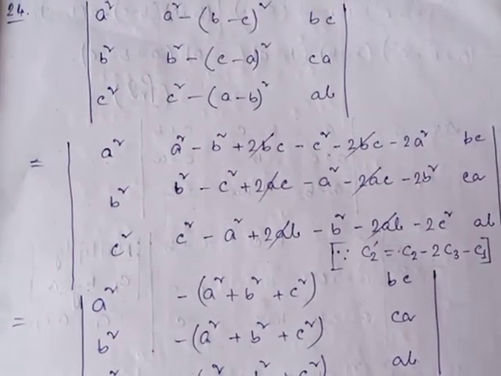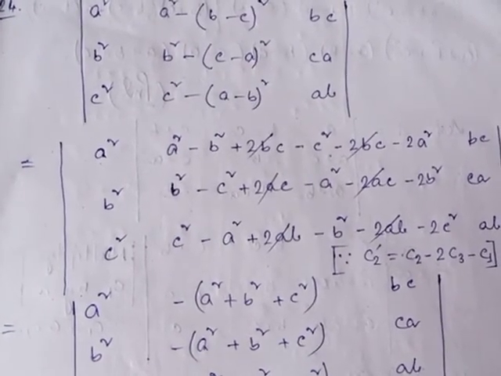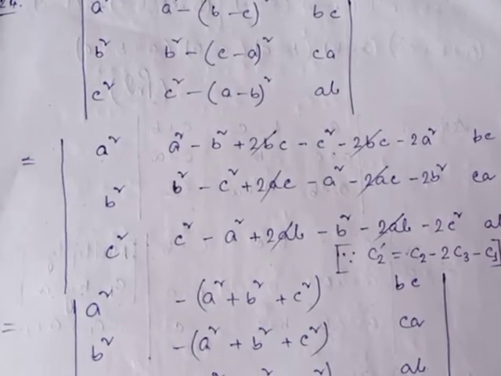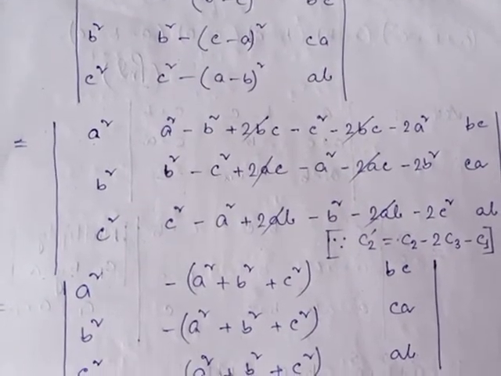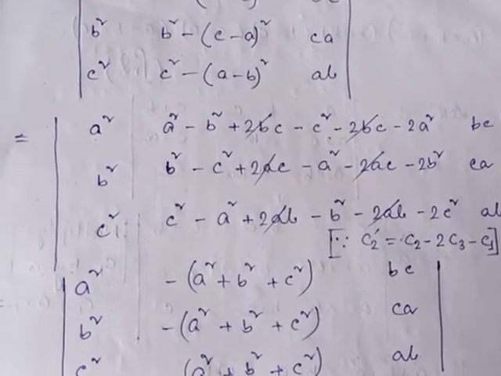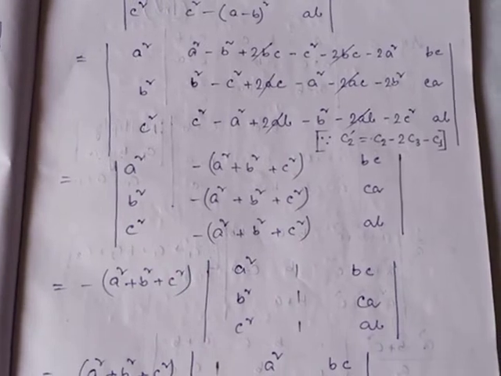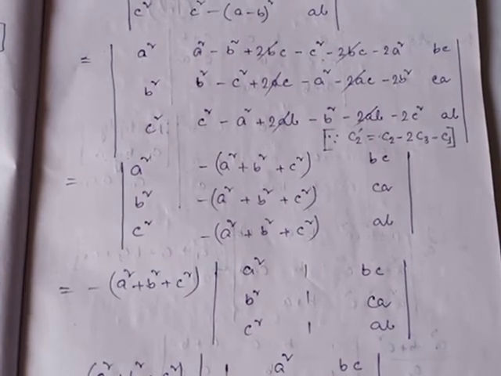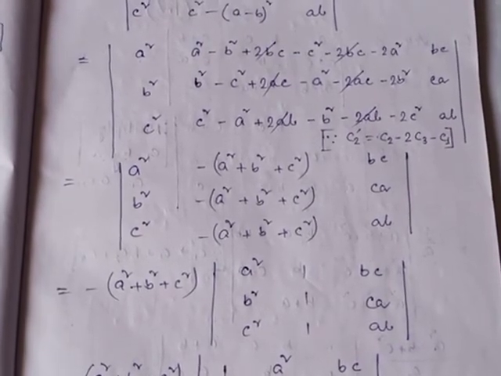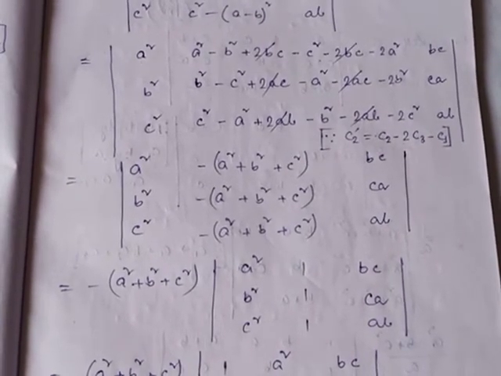In number 24, see that the determinant with rows (a square, b square, c square), ((b minus c) whole square... rather (a square minus (b minus c) whole square), (b square minus (c minus a) whole square), (c square minus (a minus b) whole square), and (bc, ca, ab), which is given. Now applying C2 dash equals C2 minus 2C3 minus C1, we can write a square, b square, c square, a square, b square plus 2bc minus c square minus 2bc minus 2a square, and the remaining bc, ca, ab. Okay, we change only the second column.